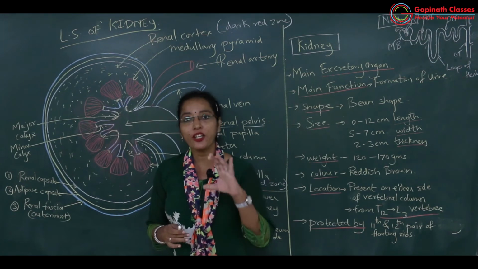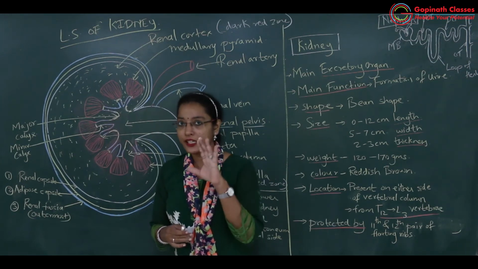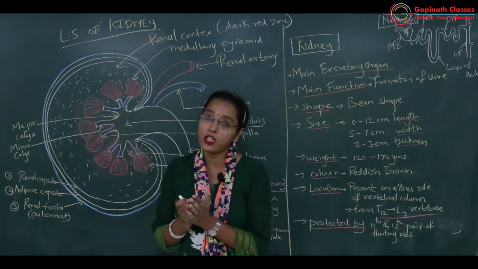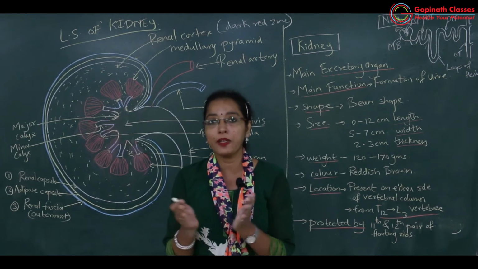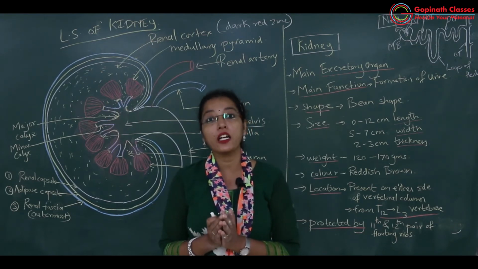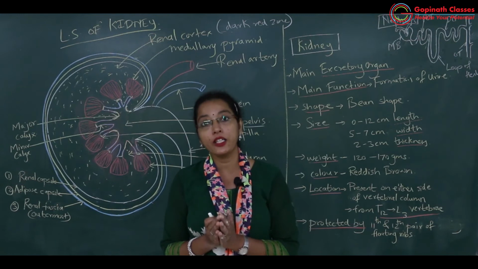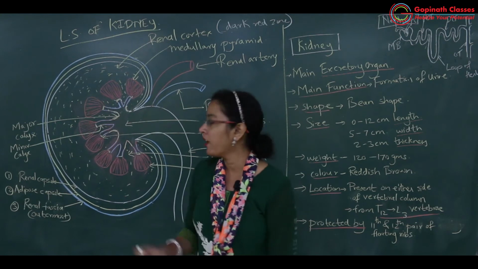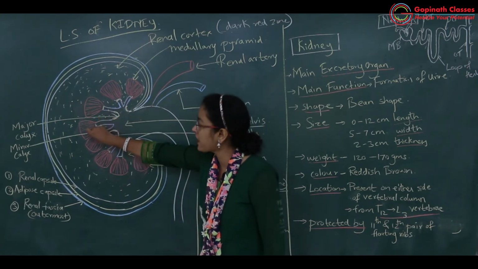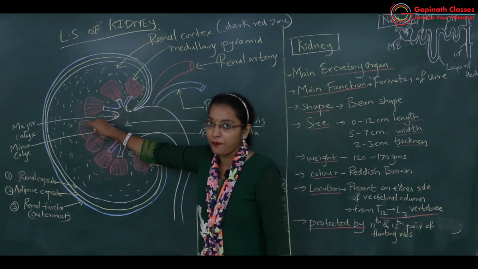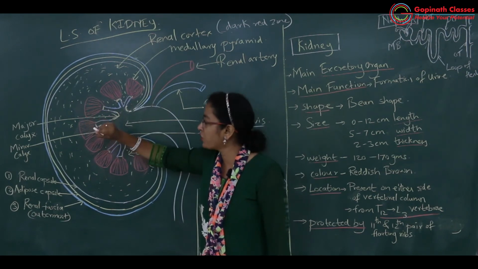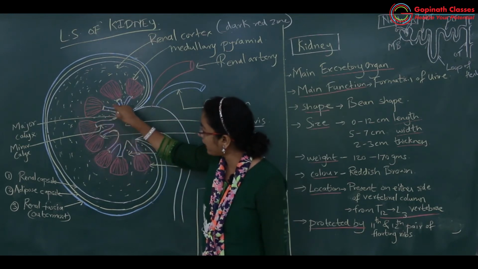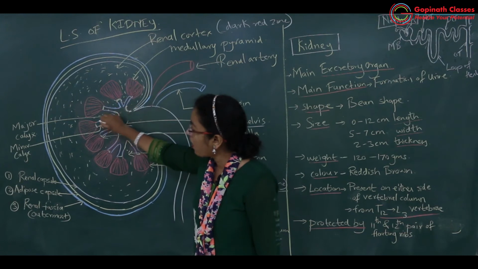Got it? So each nephron has a collecting duct, which will join to form collecting tubules, and many collecting tubules will join to form the duct of Bellini. The duct of Bellini will open in the minor calyx through renal papilla. So please remember students, first where will the urine come? In the minor calyx, and from the minor calyx it will enter the major calyx.